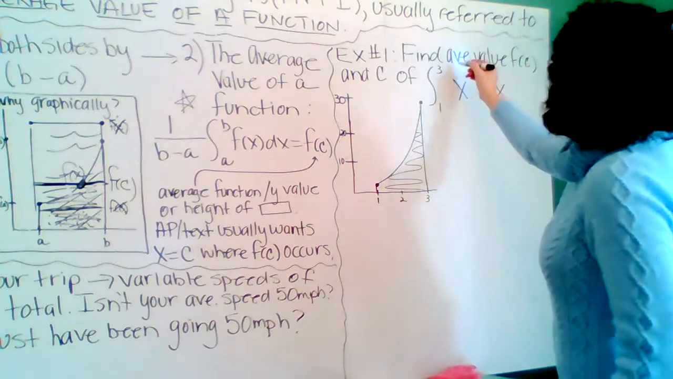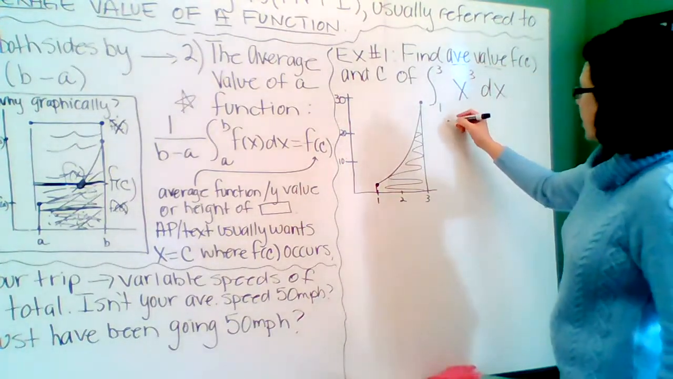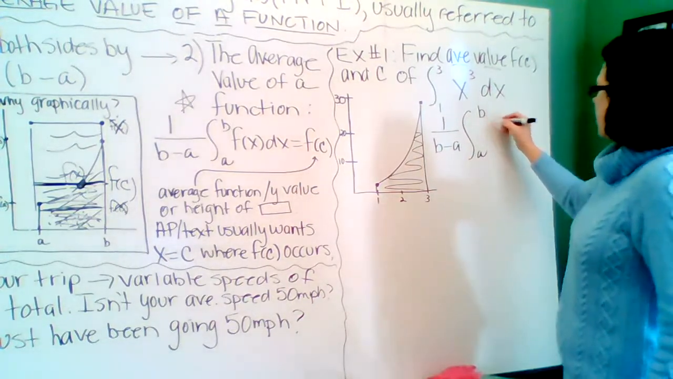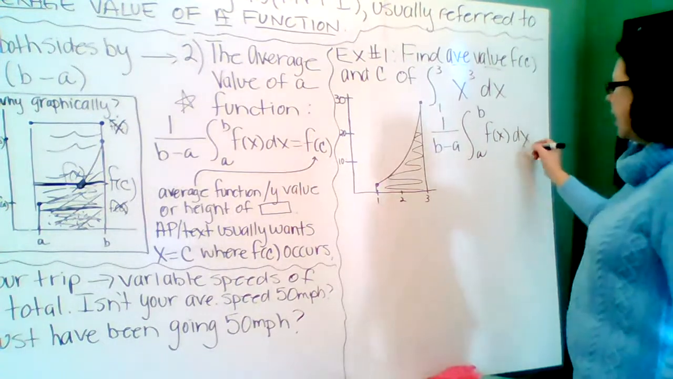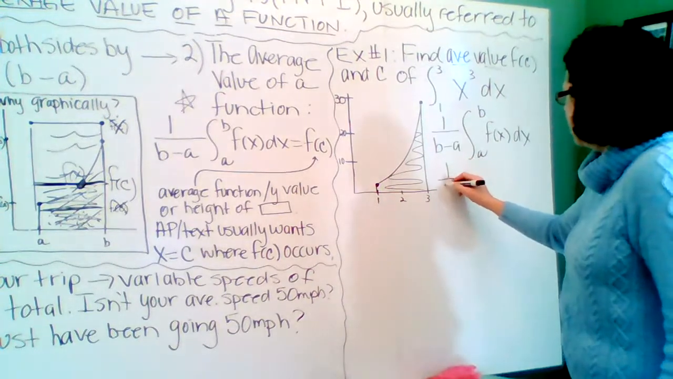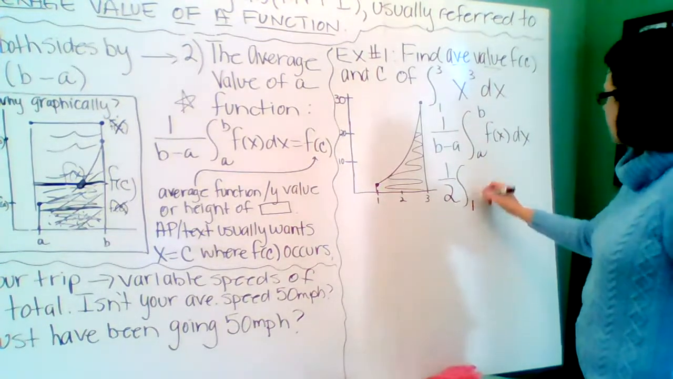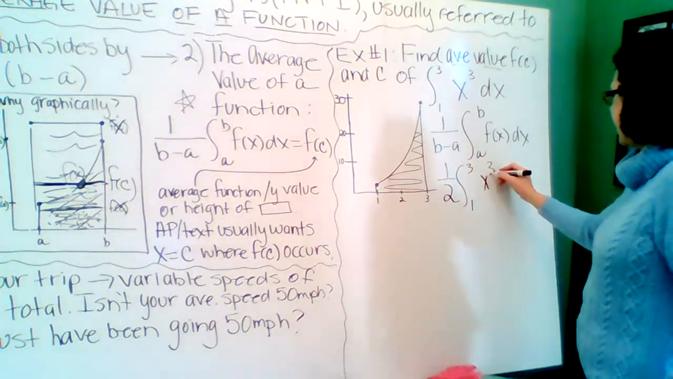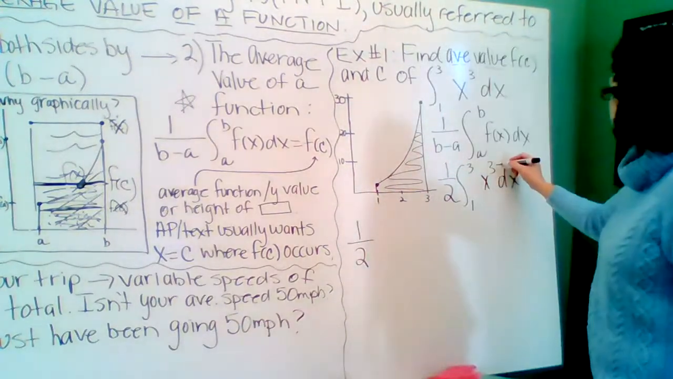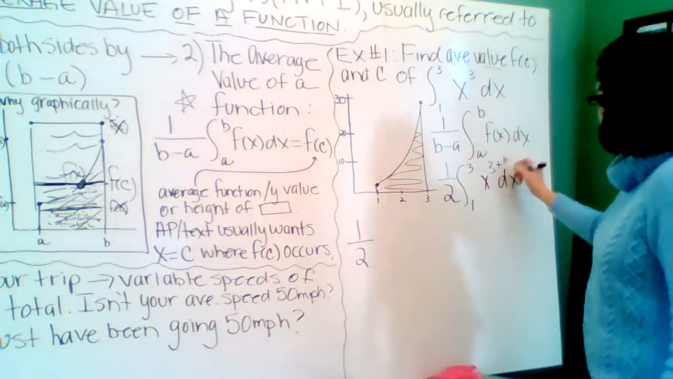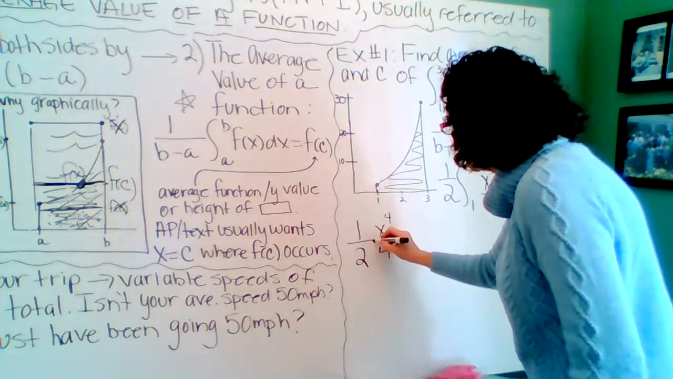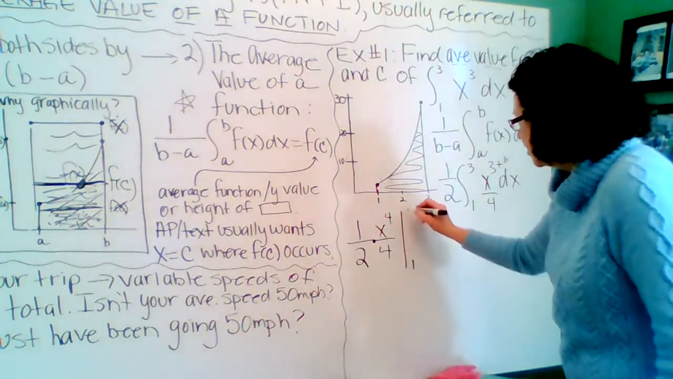Now, when they ask us for the average value, we immediately write our formula, 1 over b minus a times the integral from a to b of f of x dx. Okay, so b minus a is 3 minus 1, from 1 to 3 of x cubed dx. Okay, let's bring that 1/2 along. The integration of x cubed is x to the 4th over 4. And we're going to evaluate that from 1 to 3.